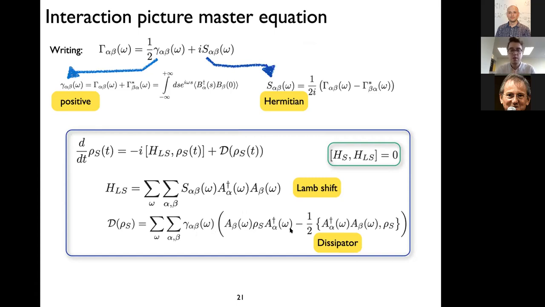So just to summarize, what we've done is we started with a general microscopic model. We started with a general form of Hamiltonian. We derived an exact equation of motion for the reduced density operator of our open system. And then we made a series of approximations, namely the Born, Markov and rotating wave approximations, and obtained an equation of motion for the reduced density operator which is in GKSL form, and therefore defines a quantum Markovian master equation.